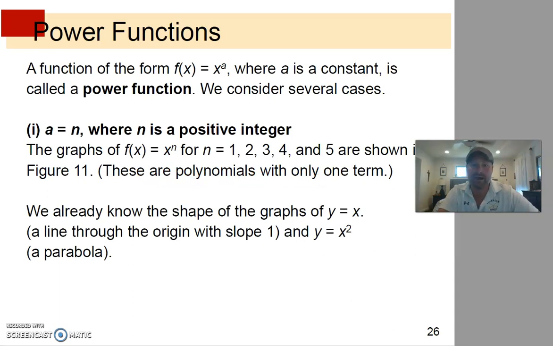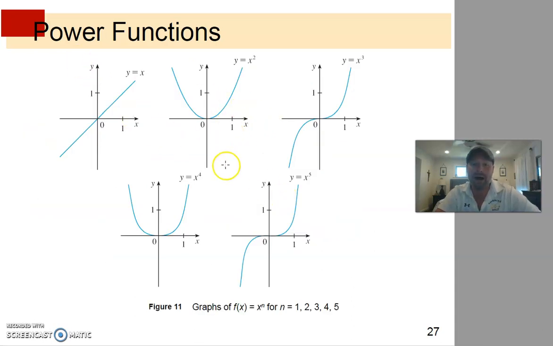Okay. Now we're just going to talk and review power functions. A function of the form f of x equals x to the a. Remember, a represents a constant, and it's called a power function. That constant value could be 1, 2, 3, 4, 5, whatever it is. There are polynomials with only one term here that behave in a certain way. This is our standard parabola. This is the line y equals x that cuts the first quadrant and the third quadrant diagonally in half, right? Slope of 1, exactly. But these are some power functions.